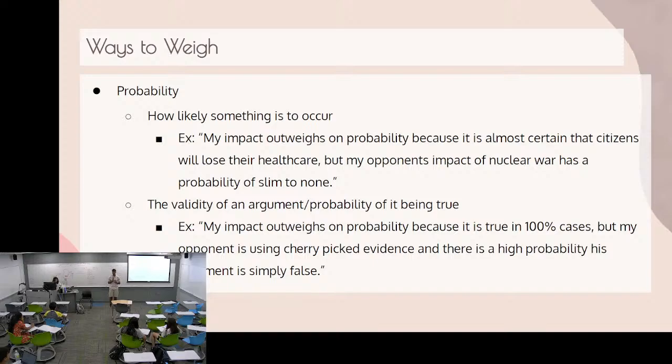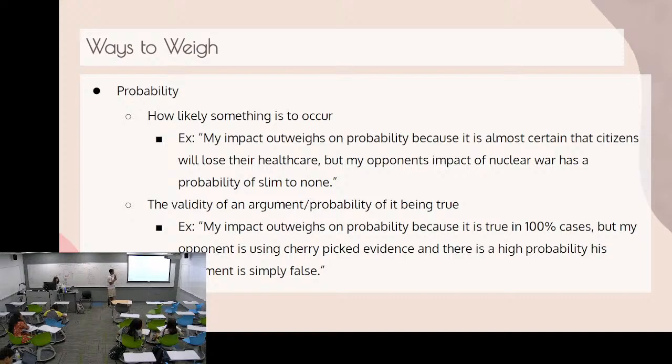If your opponent is making an argument that just won't happen, or is very, very unlikely to happen, like alien invasion or something, you can outweigh it on probability, saying that, hey, this will happen once the resolution is passed, or once the topic happens, except my opponent's is very, very slim to none to happening. So outweigh on probability there.